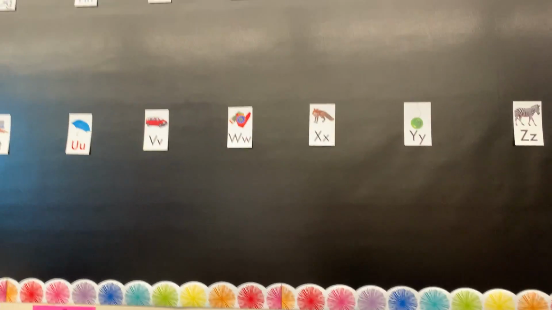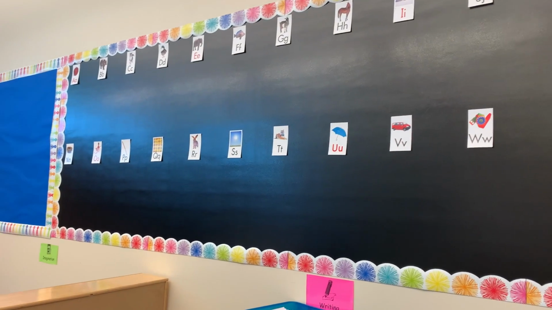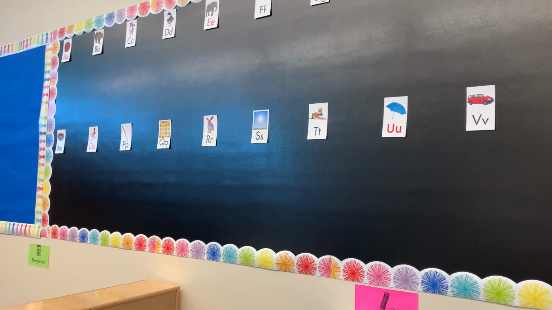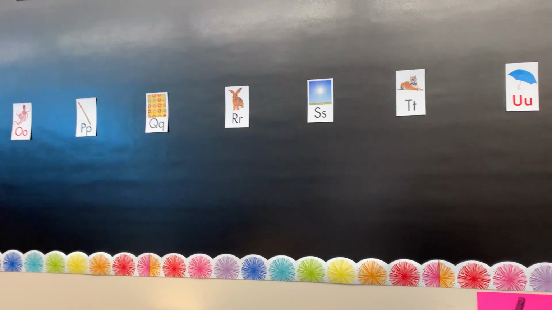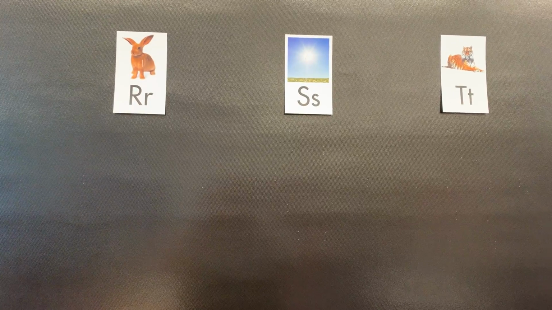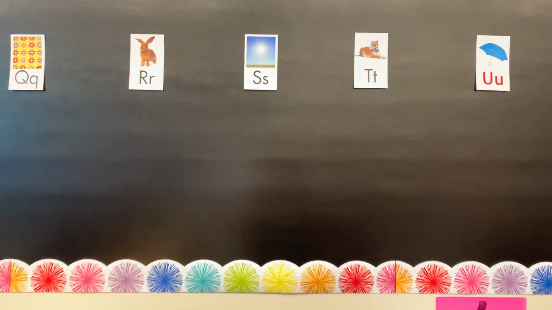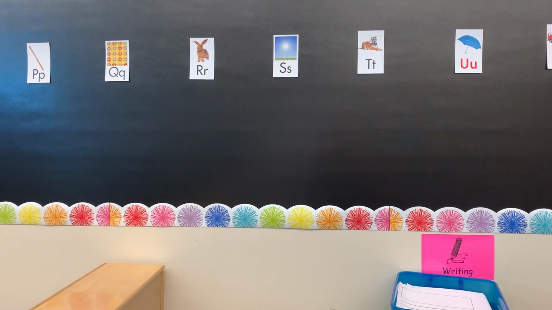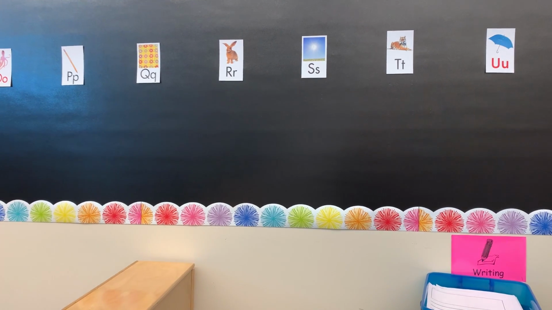So we would do that word wall chant every day to make sure we know our letters and our letter sounds. And then we also add words to this word wall. So for example, if I was going to add the word sun to our word wall, what letter do you think I'd put it under? I would put it right here under the S, because the word sun starts with the S sound and the letter S makes the S sound. So then I would put that word under the S so that anytime you were writing and you wanted to write the word sun in your story, you could look up at the word wall and find the word.